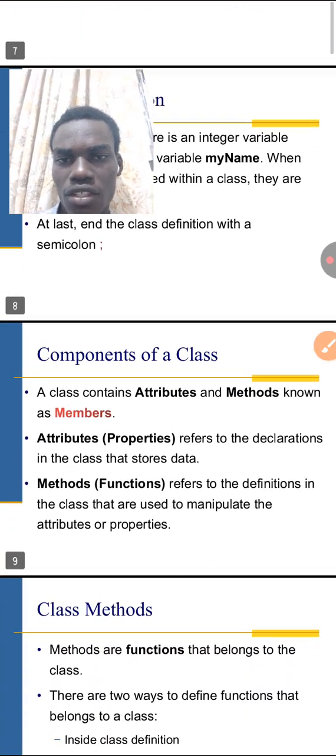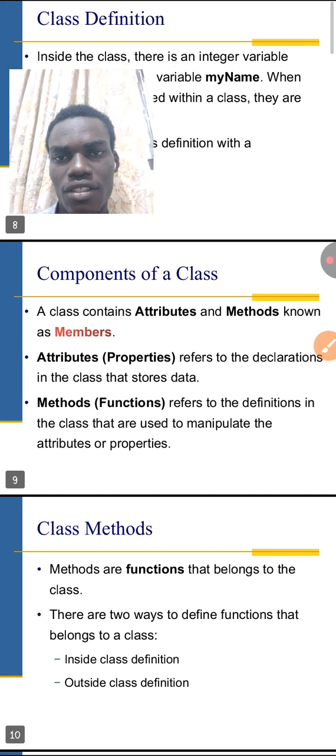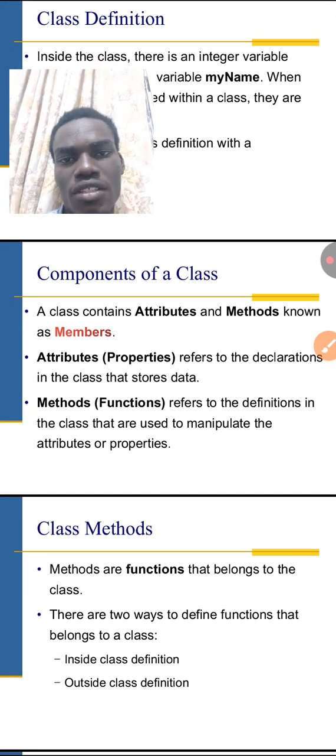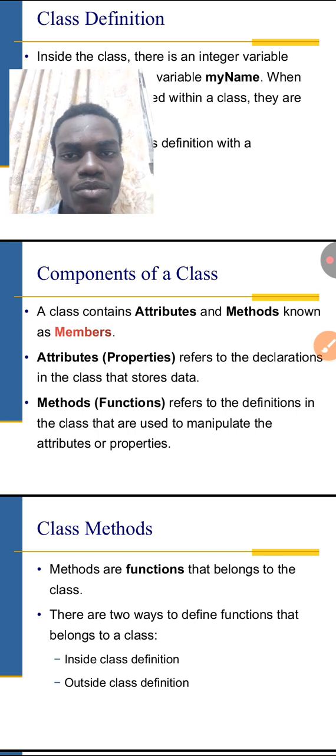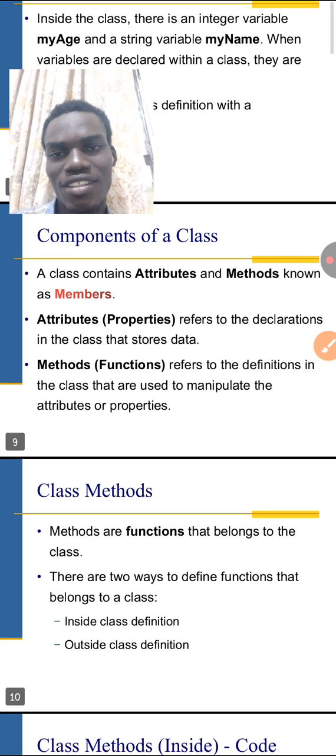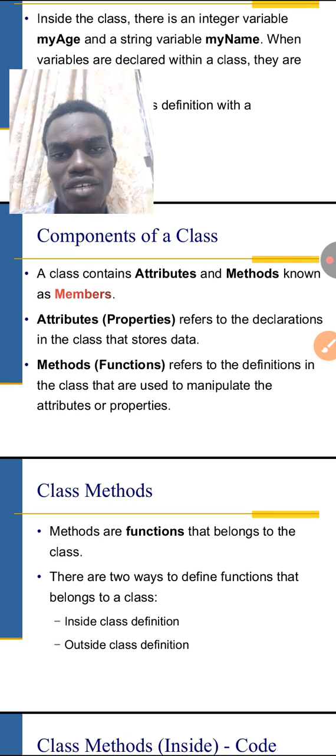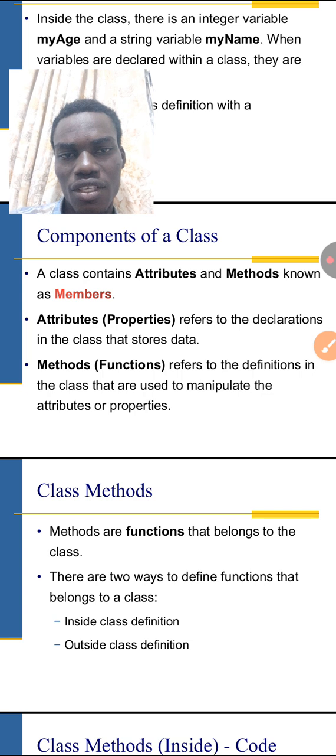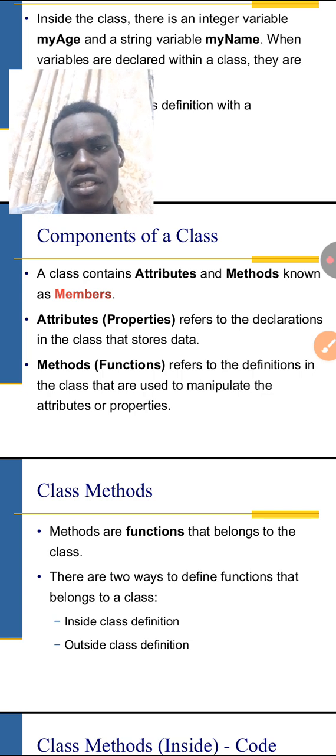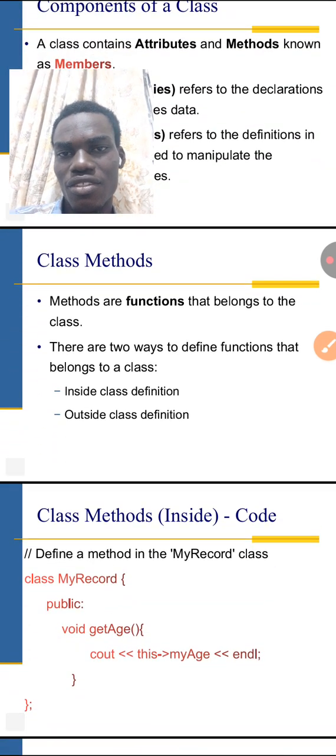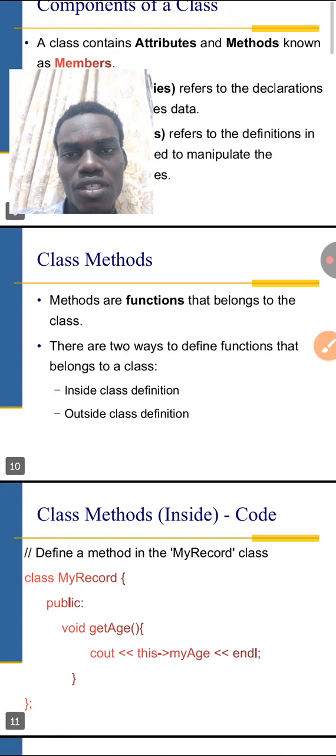Now let's look at the components of a class. A class contains attributes and methods known as members. Attributes refer to the declarations in the class that store data. The members refer to the definitions in the class that are used to manipulate the attributes or properties. Class methods. So methods are functions that belong to the class.